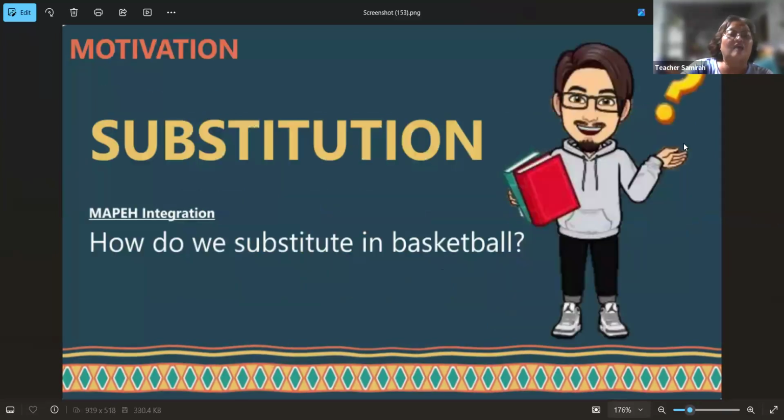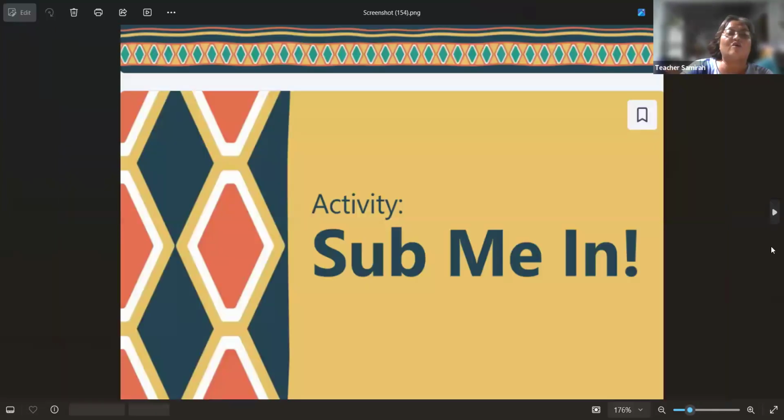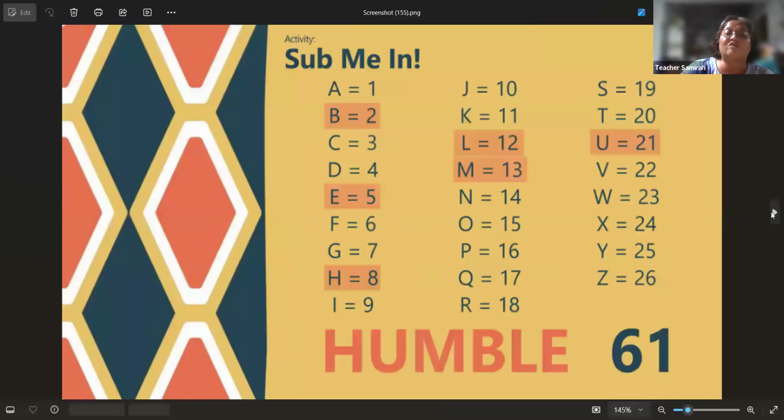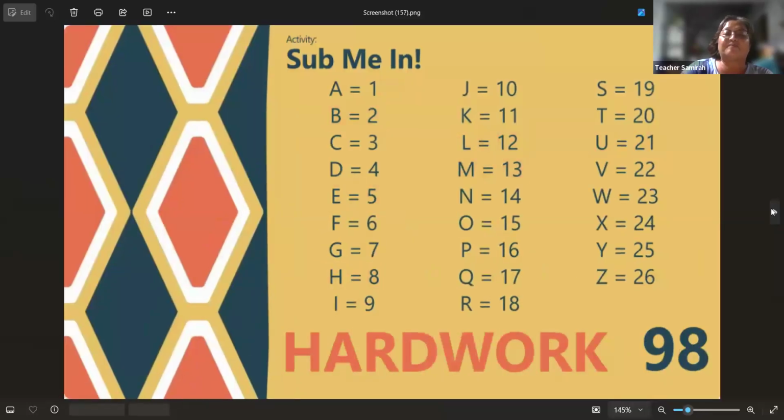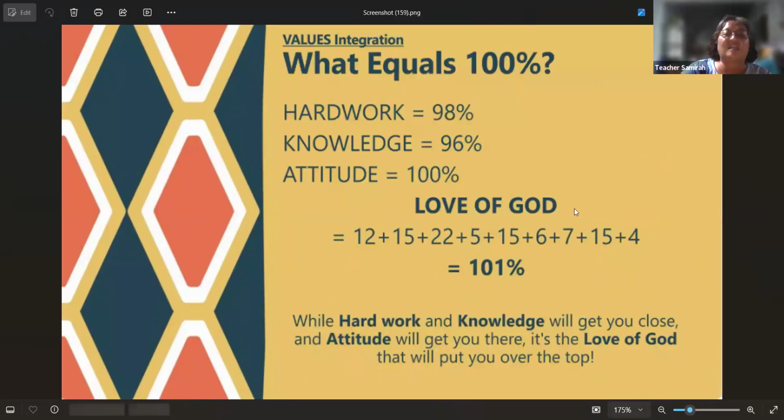So, substitution. How do we substitute in basketball? But anyway, in substitution, we are going to replace the variable with the given number. We are actually trying to see this one.